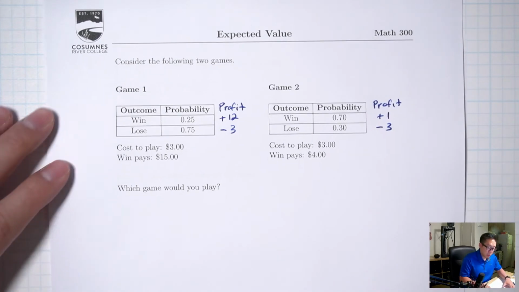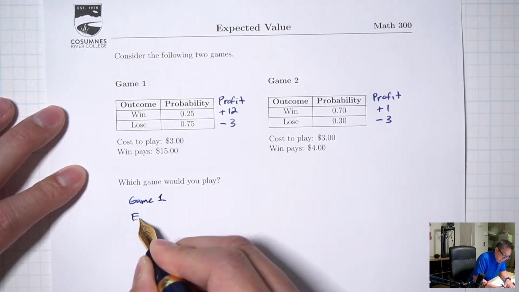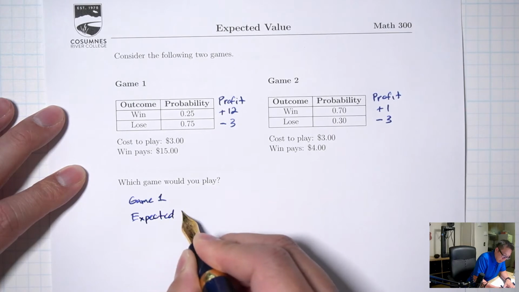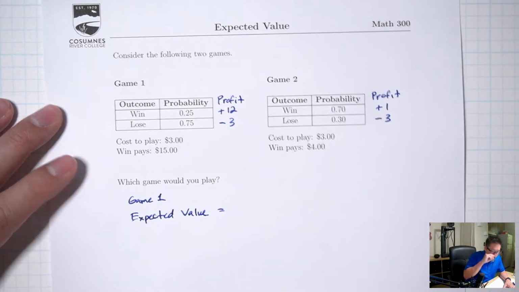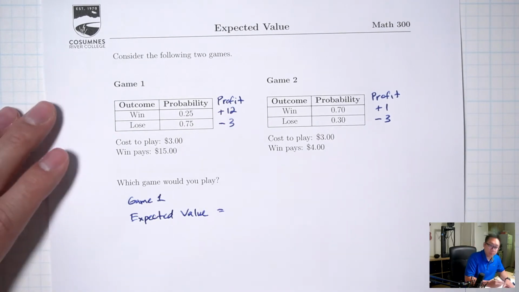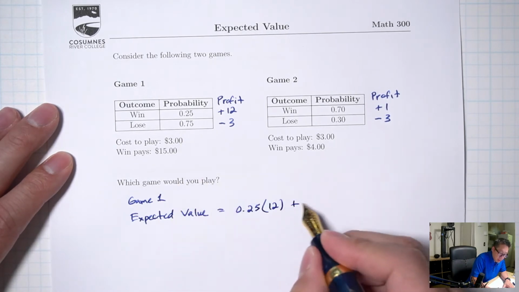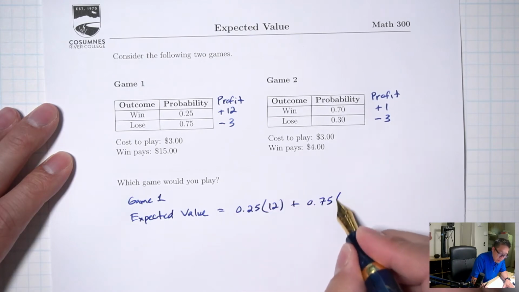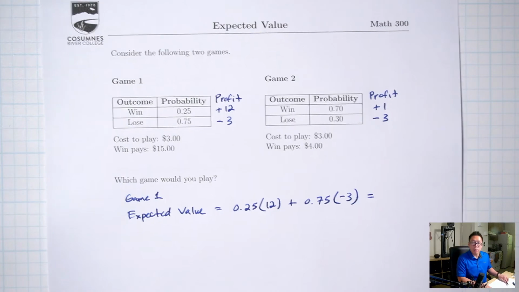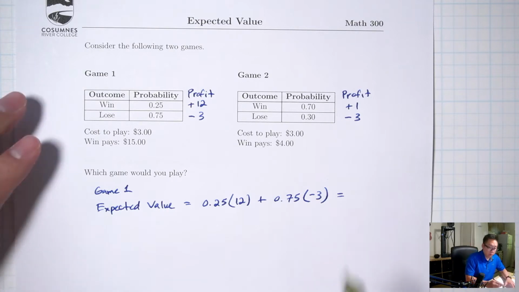And now let's calculate the expected value. So let's first start with Game 1. And the way you calculate expected value is probability times the profit plus probability times the profit. 0.25 times 12 plus 0.75 times negative 3. And let's see what this is. $0.75.